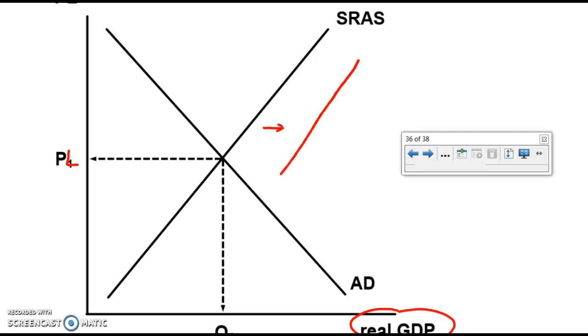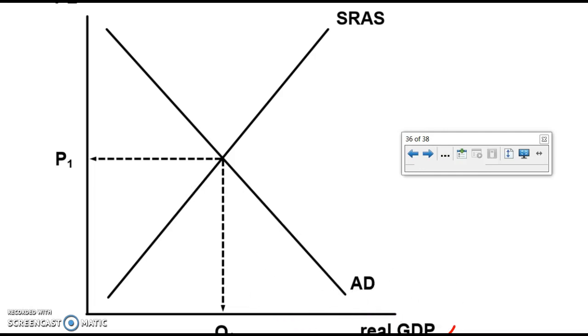So SRAS will shift to the right. You will draw it just like we did back in Unit 1 when we were doing simple supply and demand. Arrow, line, label. Okay, and you can see what happened. Price level dropped, and output increased. So that's what you're going to be doing on this assignment, looking at each of these items and saying, what is the impact on equilibrium price level and what is the impact on equilibrium output?